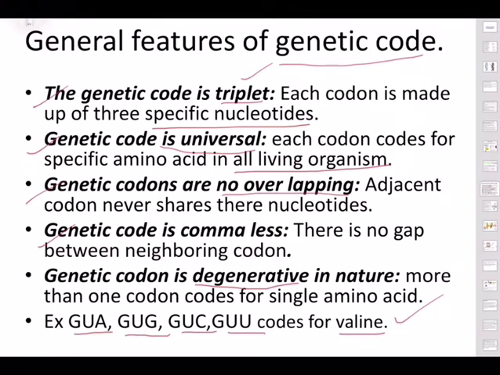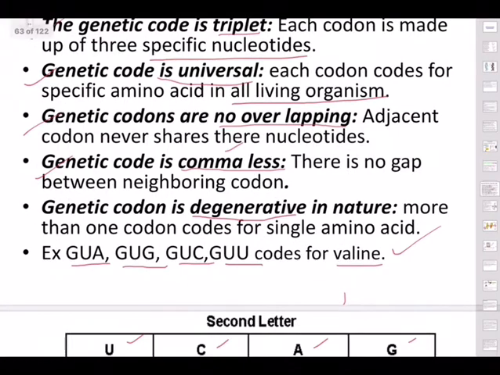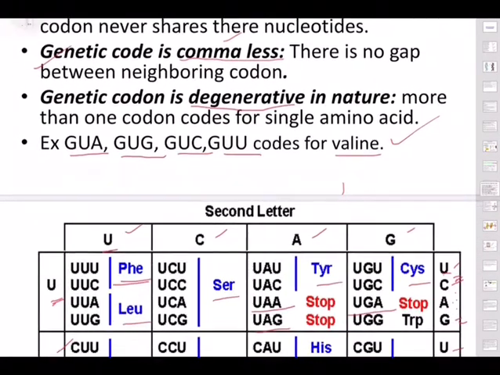There will be sufficient space. So adjacent codon never shares the nucleotides, and genetic code is comma-less, so there is no gap between neighboring codons, and genetic codon is degenerative in nature. More than one codon codes for single amino acid. We said GUA, GUG, GUC, GU codes for one amino acid only, valine.